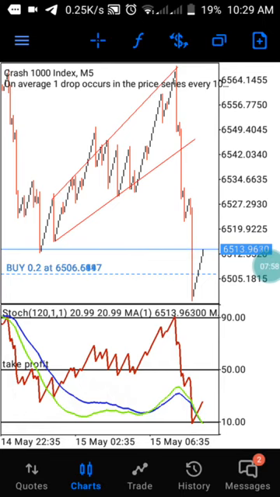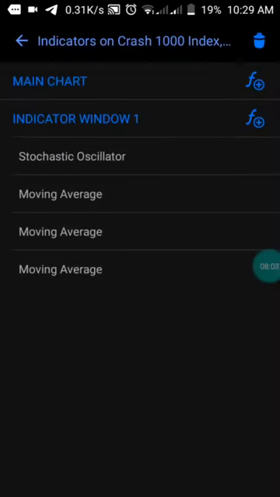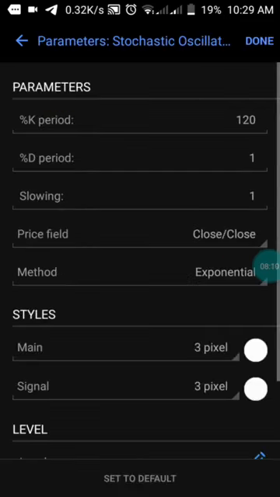With this strategy, you can pick up a lot of buy entries in the day. So let me show you the settings of this strategy. We have the oscillator here. The first thing is the oscillator. We have the K period of 120, the D period of 1, the slowing of 1, and we have the price feed of close. We have the method to be exponential.